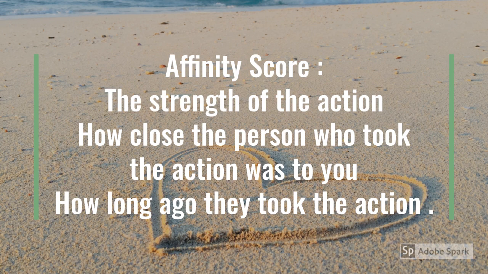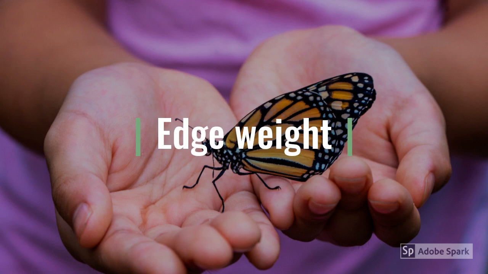For calculating the affinity score, the following factors are considered: the strength of the action. It means each action, for example like, comment, share, has a weight associated with it. Every post on Facebook is given some weight. That is, photos and videos have more importance than text, so commenting on photos is highlighted more than commenting on text.